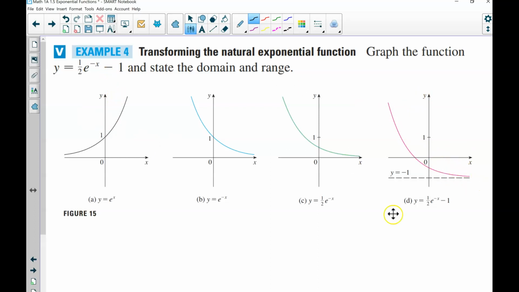So again, we want to find the domain and range. The domain is all real numbers for x. And then what is the range? The range starts at the horizontal asymptote of negative 1. So it starts at negative 1, and then it goes all the way up to positive infinity.